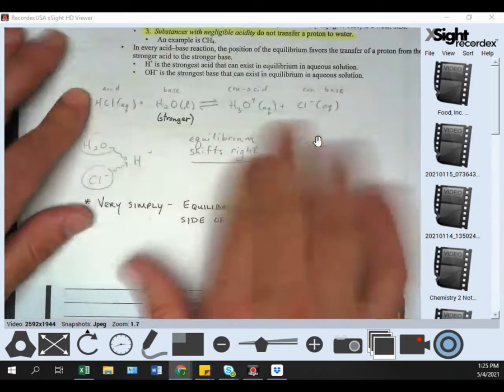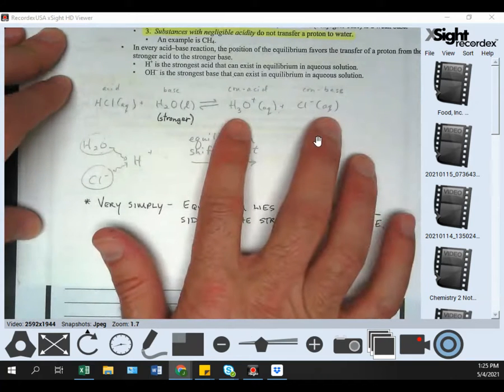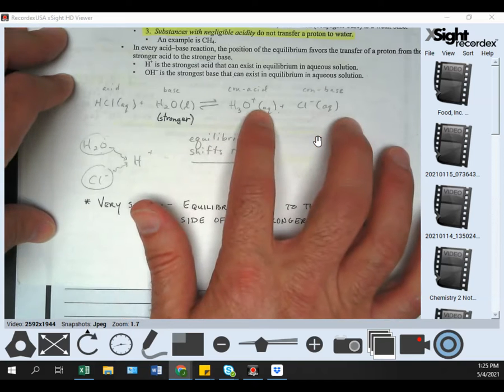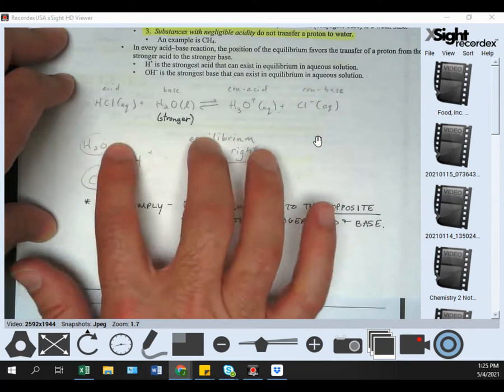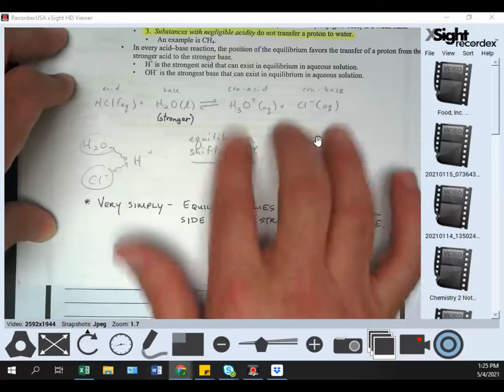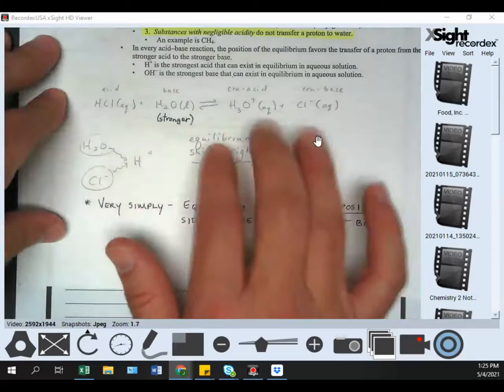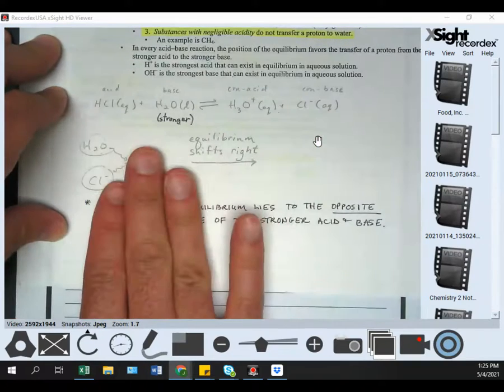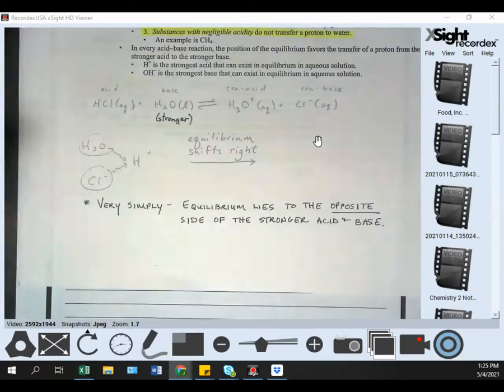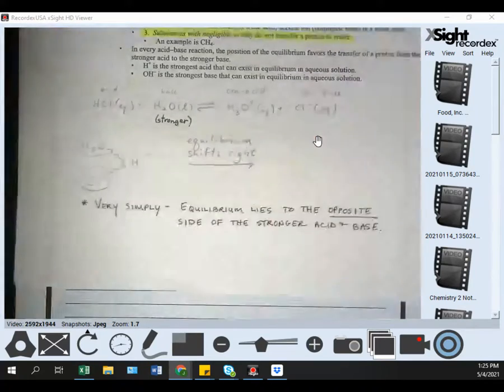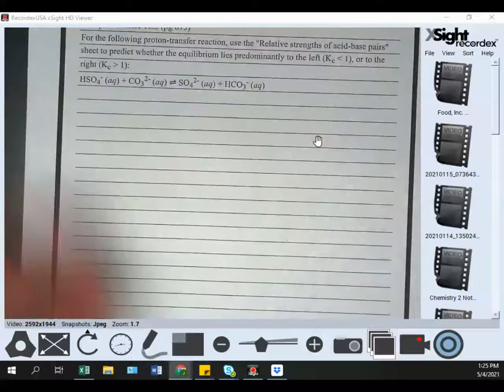Okay, so you can also think of weaker as being more stable, and the stronger it is, the less stable it is. So it always wants to become more stable, sort of. So the equilibrium shifts opposite of the strength. Make sense?